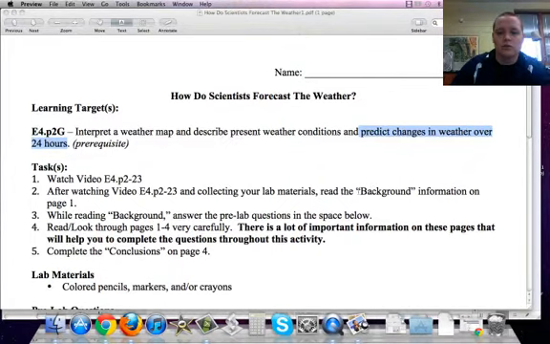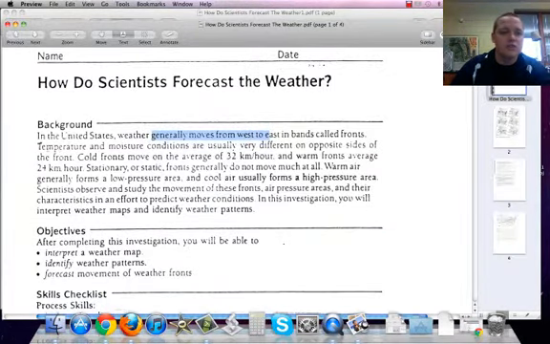Okay, when you're done watching this introductory video, the first thing that you'll jump into is reading the background information, which is found on page 1. The background information is on the very first page. You can see it right here on your screen. There's actually a lot of information in here talking about weather fronts, the speed in which the fronts move, and the different types of things that take place as these fronts travel into a particular area and what they do to the atmospheric pressure.